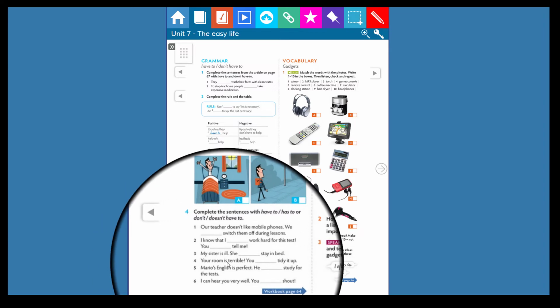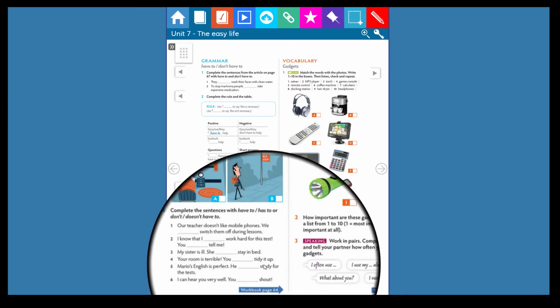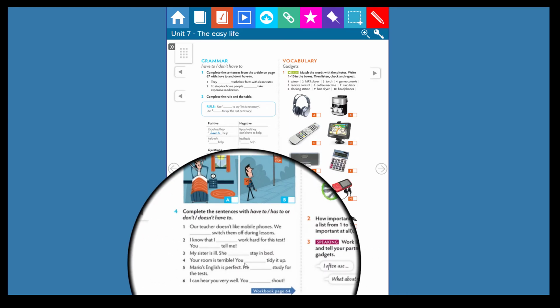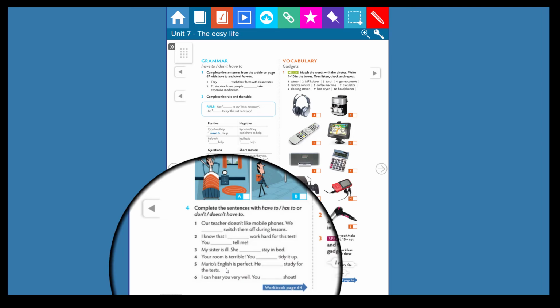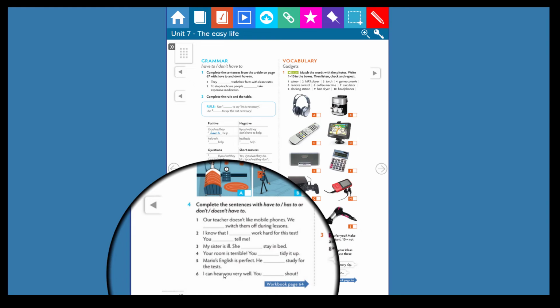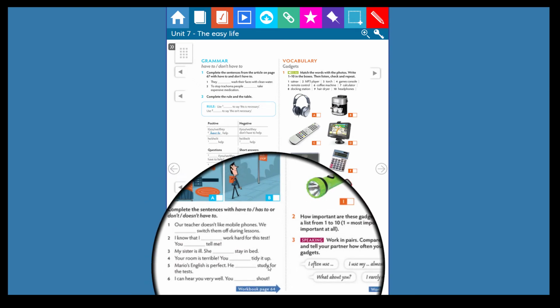Number 4. Your room is terrible. You tidy it up. The correct answer is you have to tidy up. Number 5. Mario's English is perfect. He studied for the tests. What do you think? Mario's English is perfect. He doesn't have to study for the tests because he's perfect.